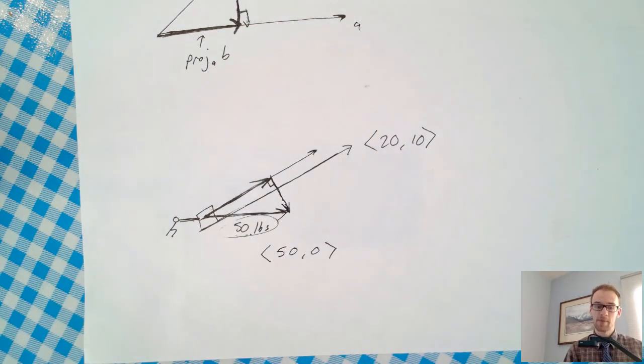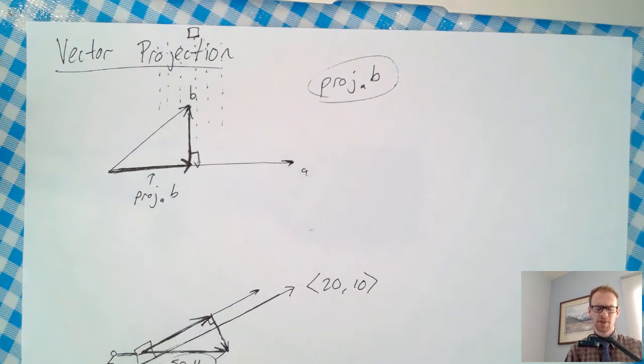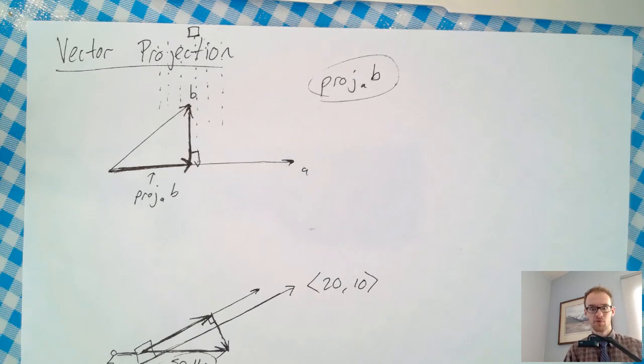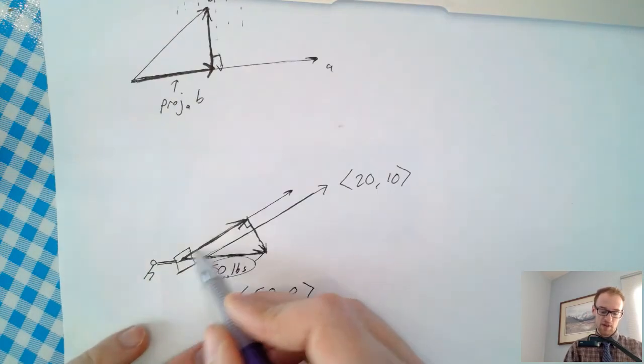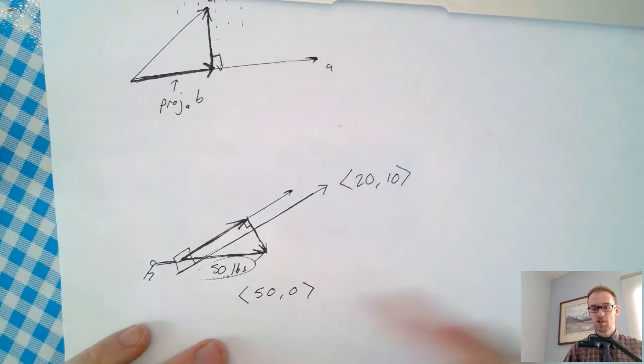So projections of vectors are very important in physics for classical mechanics. It's very important for calculating force and work and things of that nature. I hope that helps with understanding what the projection of a vector is. And in the next video, we'll do a couple examples of how to use the formula to actually figure out the component form of these projection vectors.